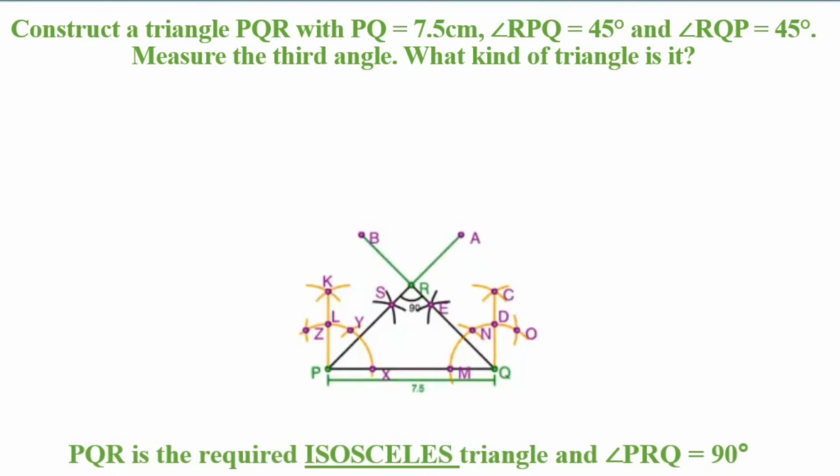Because the base angles, angle RPQ and angle RQP are both given equal to 45 degrees each, you can check that RP and RQ will also come out to be of equal length, and hence it will be an isosceles triangle. So don't forget to write the answer. Triangle PQR is the required isosceles triangle, and angle PRQ is equal to 90 degrees.